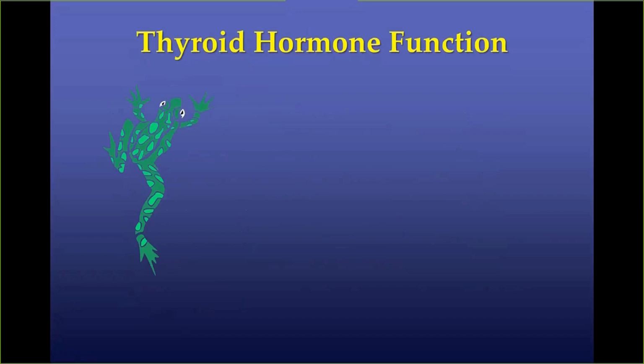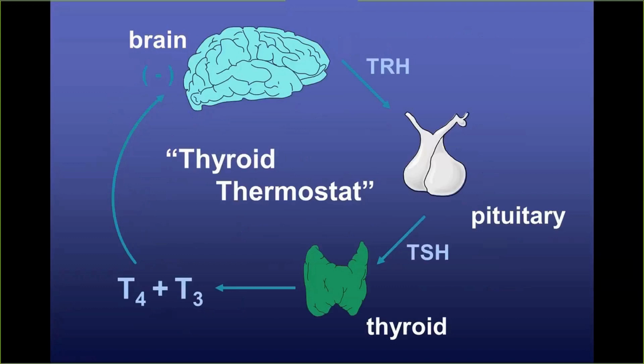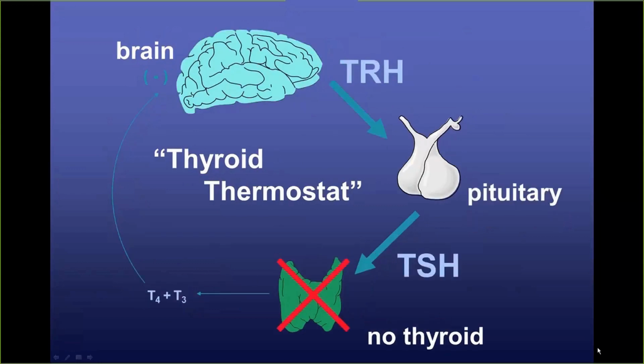Next, I'll be talking about thyroid hormone function. We're going to talk here about the feedback mechanism for thyroid hormone. As I mentioned earlier, we're going to be talking about the TRH, TSH, and then the T4 and the T3. So we have the brain, the hypothalamus, that sends the signal, which is the TRH, to the pituitary gland. The pituitary gland sends a signal, which is the TSH, to the thyroid gland, and then the thyroid gland secretes the thyroid hormone.